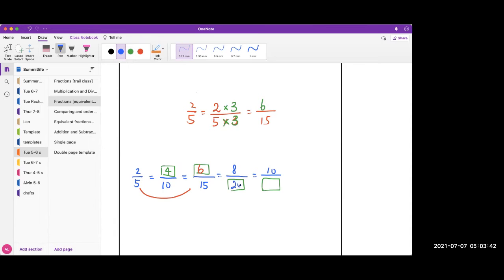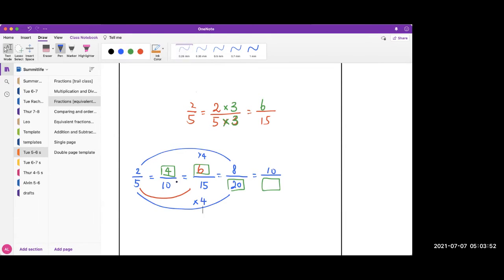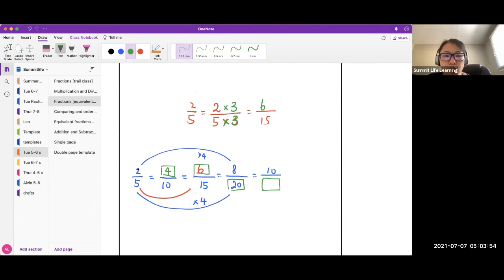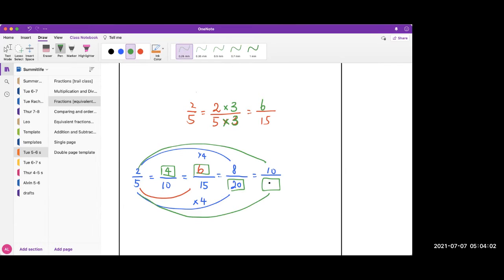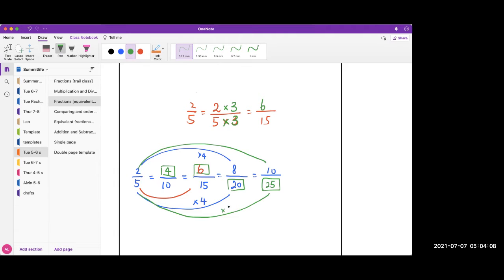20. Yeah, very good. Okay, 2 goes to 8, you multiply by 4. 5 goes to 20, you also multiply by how many? 4. Yeah. So for 2 going to 10, 5 should go to how many? 25. Yeah, how do you get 25? Times 5. Times 5, okay.